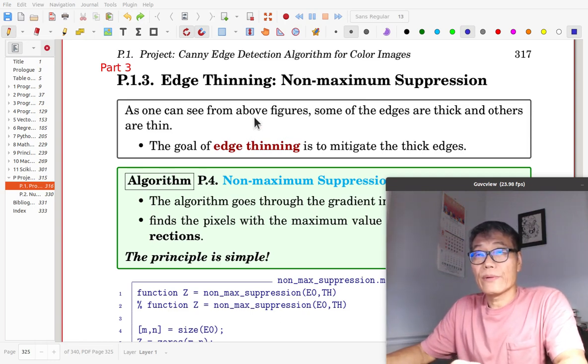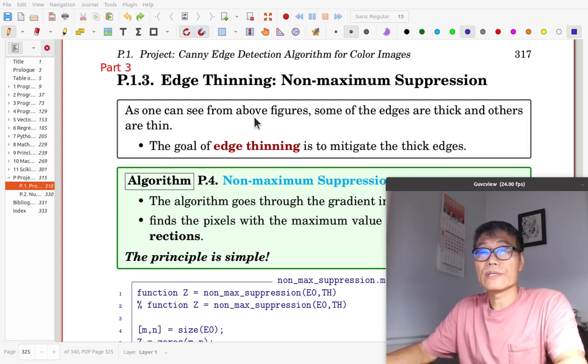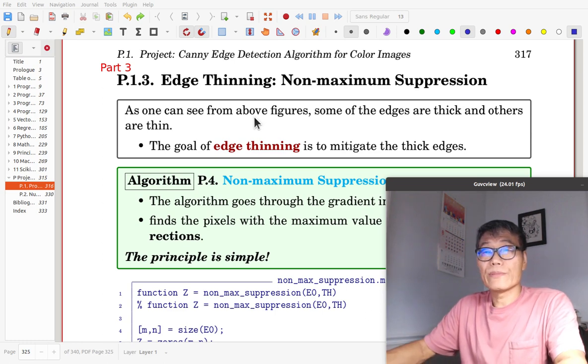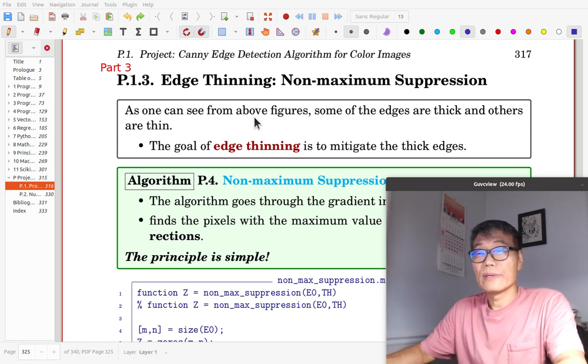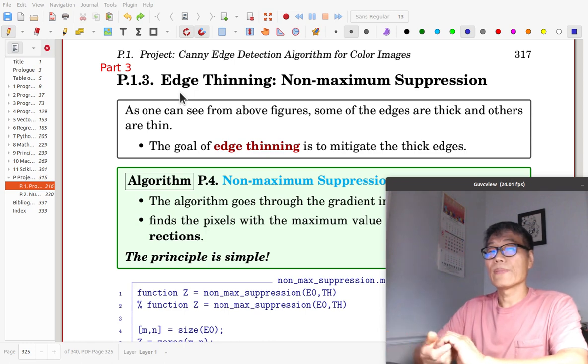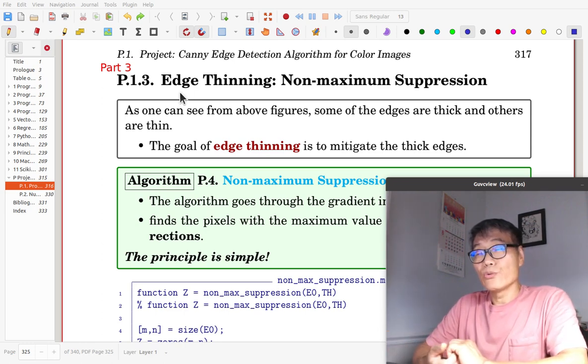It is part 3 of the project, the Canny edge detection algorithm for color images. The Canny algorithm has 5 steps. Here we'll discuss steps 3, 4, and 5, and also we'll consider what you will do.